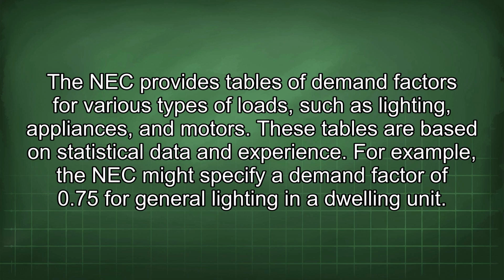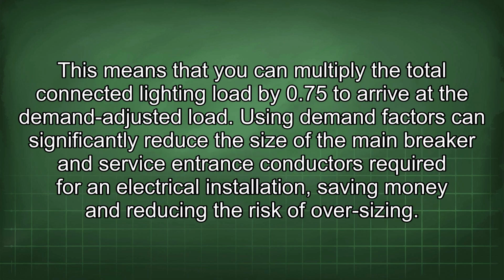For example, the NEC might specify a demand factor of 0.75 for general lighting in a dwelling unit. This means that you can multiply the total connected lighting load by 0.75 to arrive at the demand-adjusted load. Using demand factors can significantly reduce the size of the main breaker and service entrance conductors required for an electrical installation, saving money and reducing the risk of oversizing.